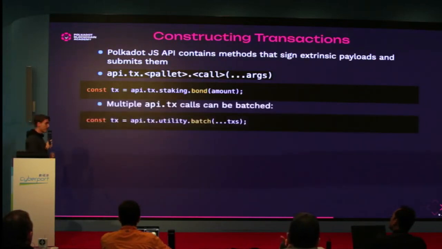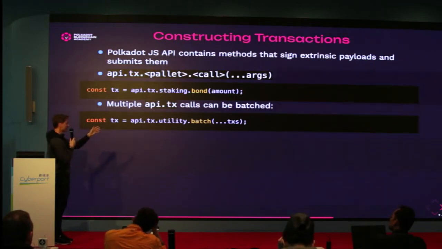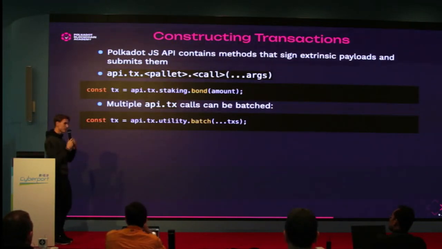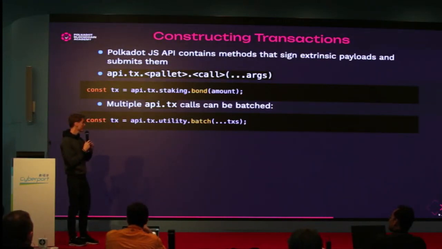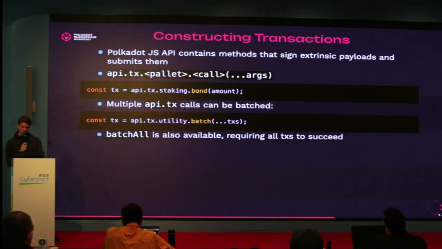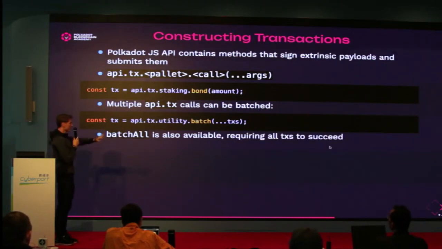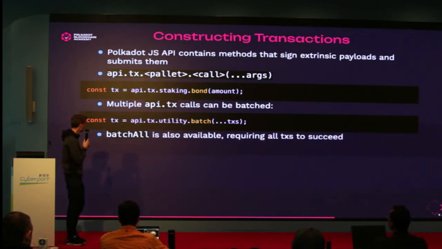We can batch multiple transactions in one call using utility.batch. So if I want to start staking, I might want to bond an amount, and then I might want to supply my nominations. So the bond call and the nominate call. Batch all is also available. Batch all requires all of the supplied transactions to succeed, whereas batch does not. So some can fail on batch. So in the previous example of starting to stake, I might want to use batch all instead.